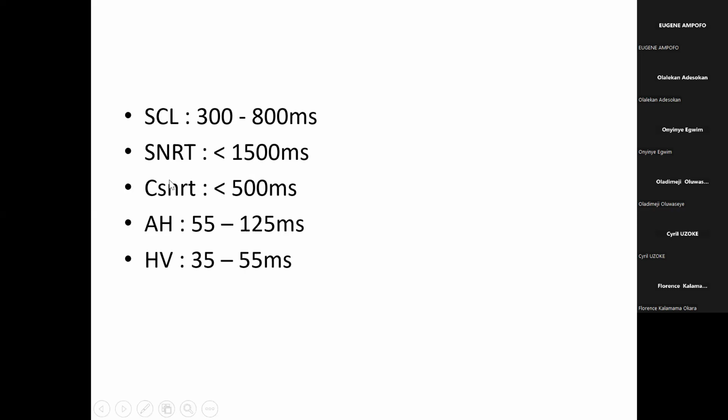So it's also corrected for cycle length. So that's why you have corrected SA node recovery time, just the same way you correct for QTc.